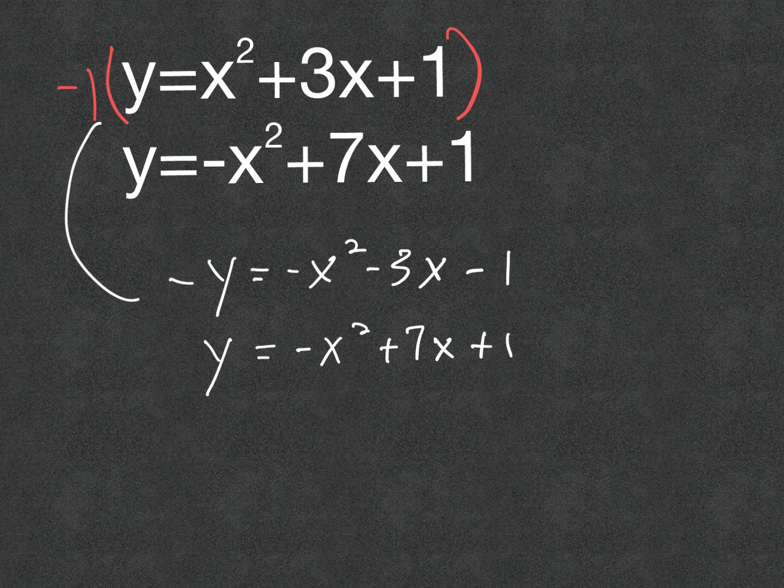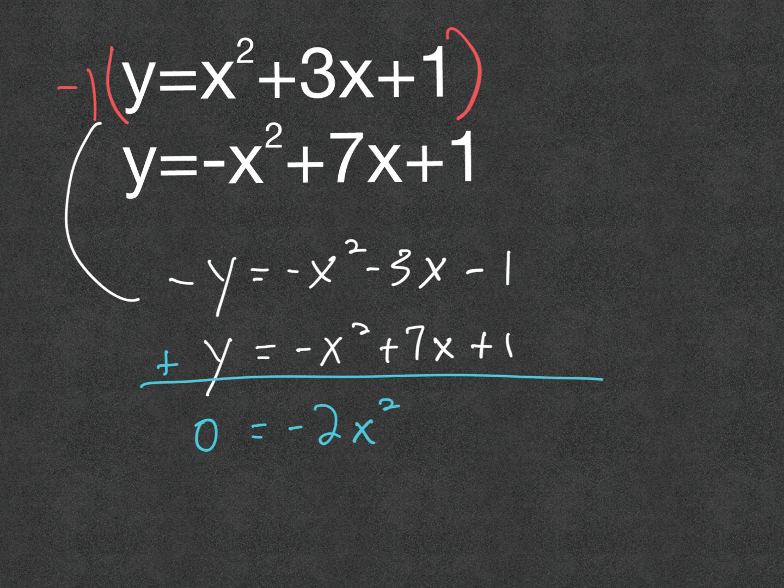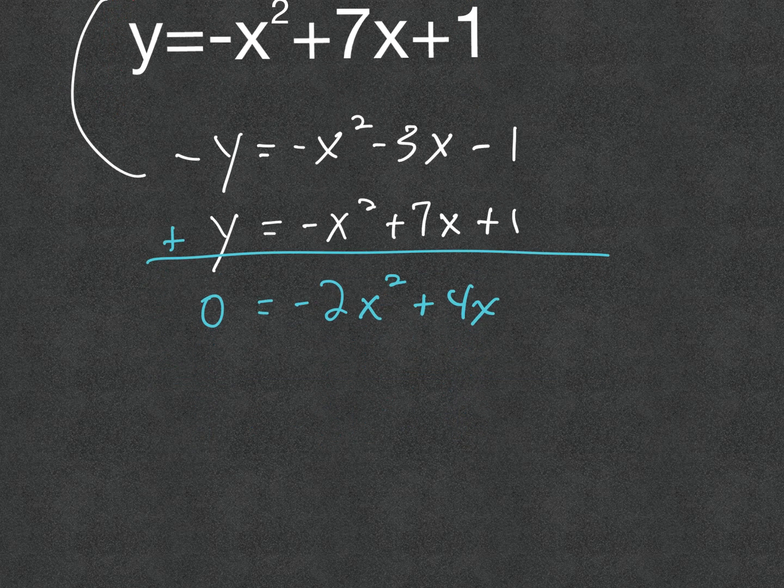Okay, now we're going to add. And when we add, we get a 0, because negative y plus y is 0, equal to negative 2x squared plus 4x. Now, looks very similar, right? We're going to divide by negative 2. When we divide everything by negative 2, we're still going to have 0, but we're going to have an x squared. We're going to have minus 2x. Again, we're going to have 0 is equal to x times x minus 2.